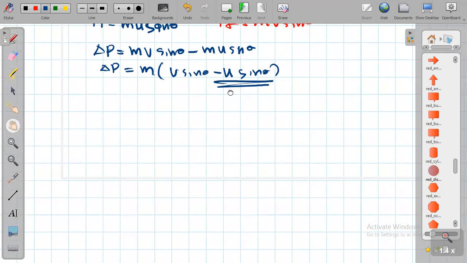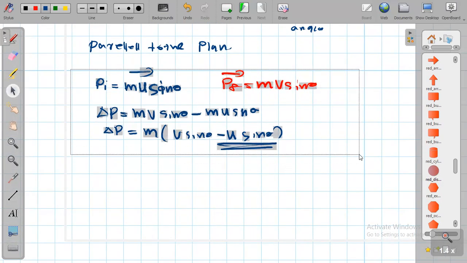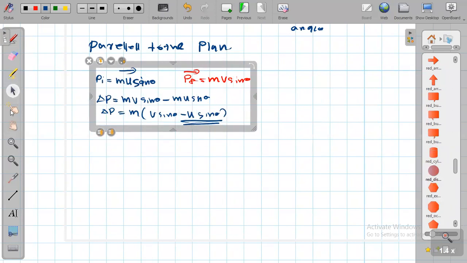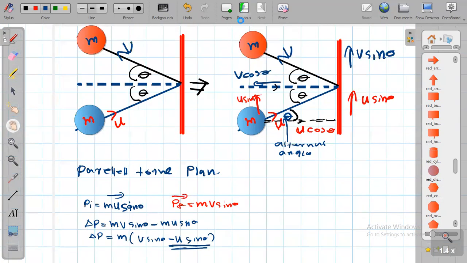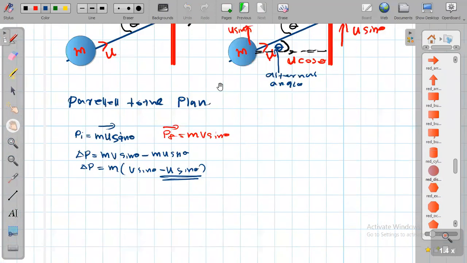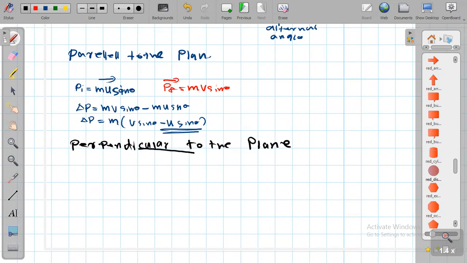Now the most important thing is the perpendicular one. This is what everybody normally gets confused about. I'm pretty sure you are not going to be confused now, because I just explained the way. It is the same as the previous one. So let me explain. Perpendicular to the plane. How is it going to be?